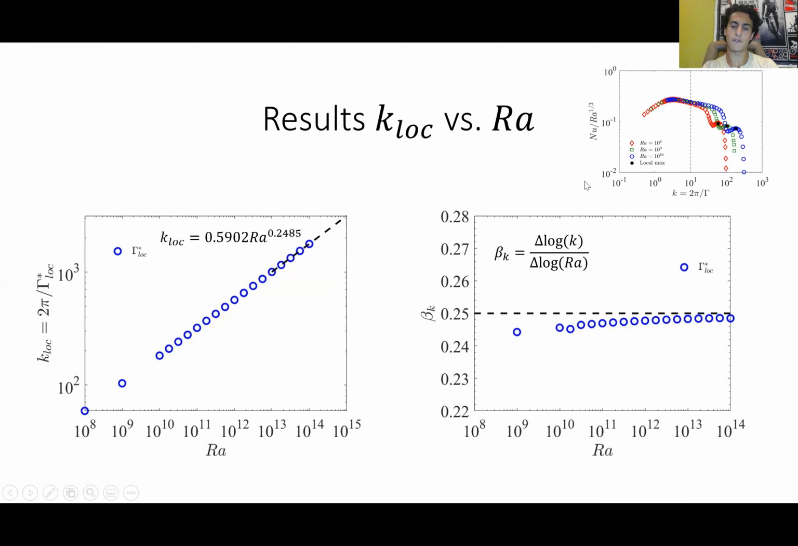What about the local wave number? How does that scale with the Rayleigh number? Well, from our data, it seems that it scales as Rayleigh to the 1/4. Again, this can be seen by the graph on the left, and on the graph on the right, this local exponent approaches 1/4 and gets pretty close to it towards 10 to the 14th.